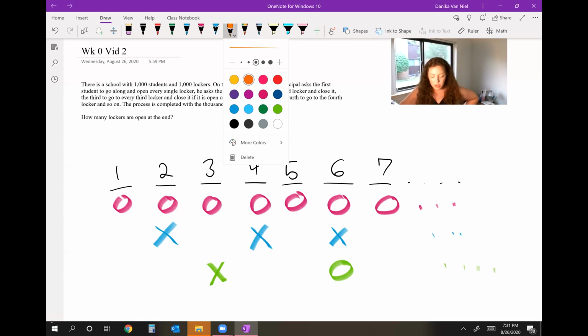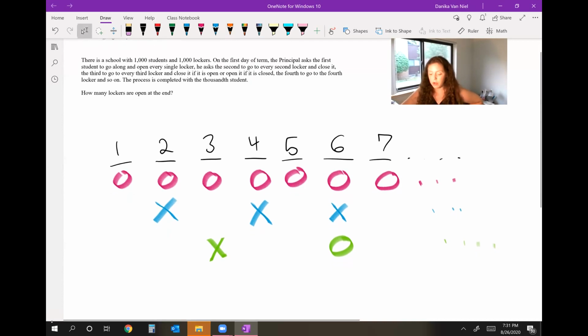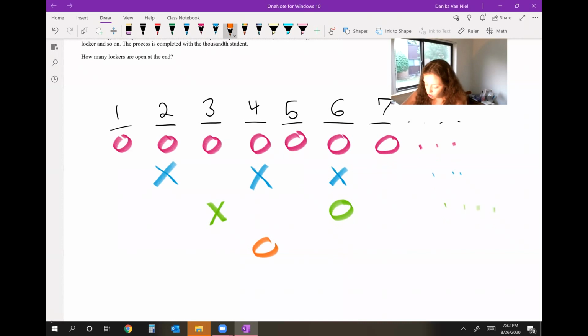Okay, so now our fourth student is only going to interact with, the first one they interact with is the fourth locker. So once again, these are fixed. The 1 through 3, they're fixed. Everyone after the third one is just going to do something to the locker. If the locker is closed, they're going to open it. If it's open, they're going to close it. So the fourth student is going to start by opening the fourth locker.